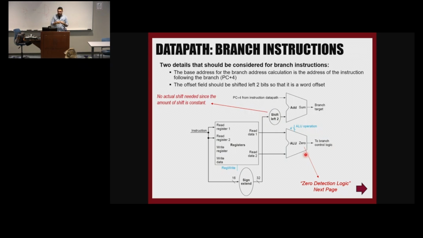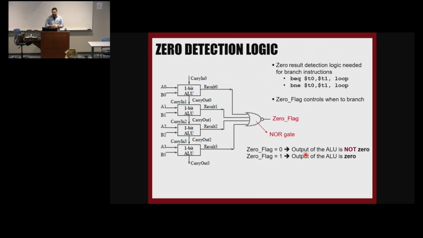If the result is 0, the 0 flag is going to be set to 1. If the result is not 0, the 0 flag is 0. Okay. How does that happen? It's actually a very simple logic circuit. So if you do addition or subtraction or whatever, you get this result, and then you have a NOR gate.